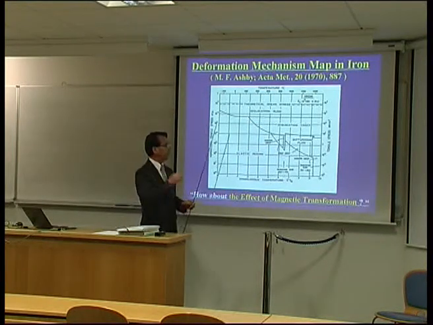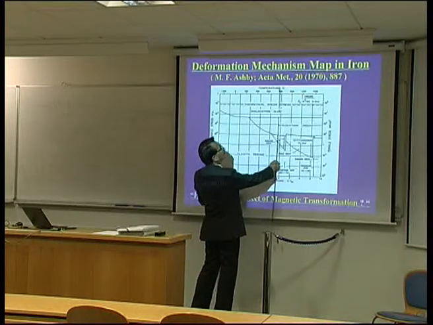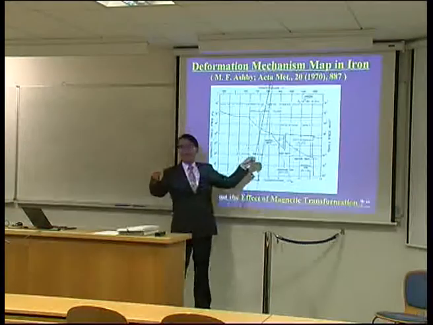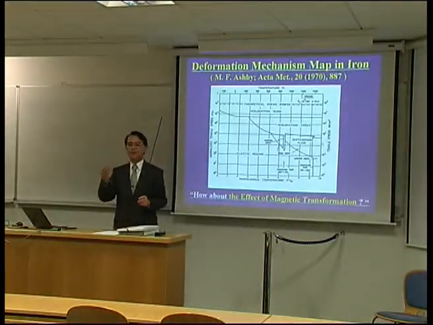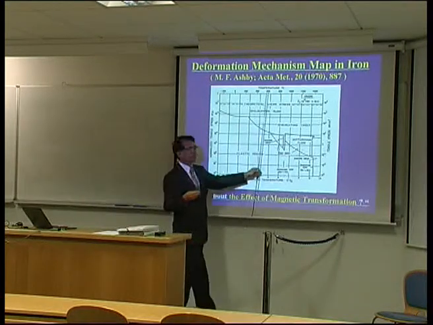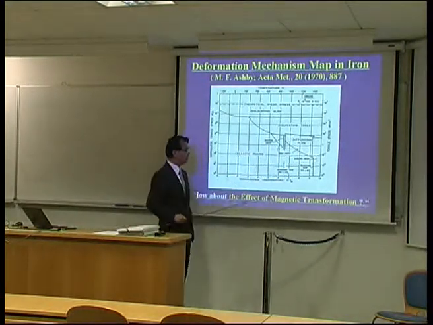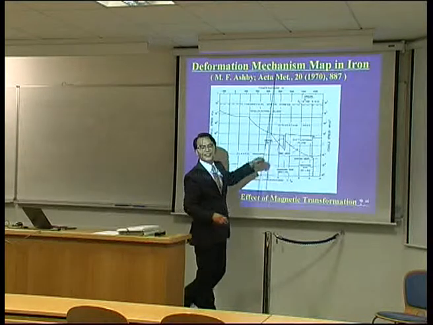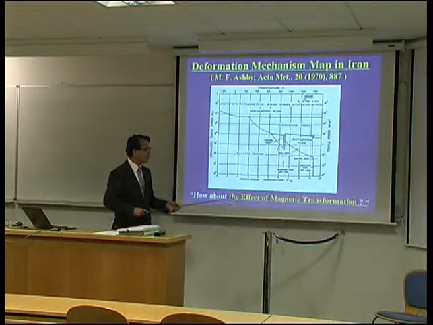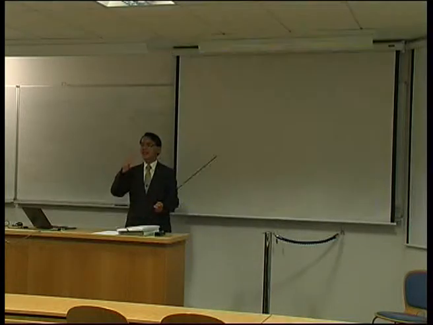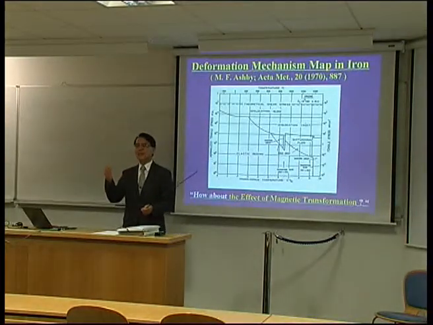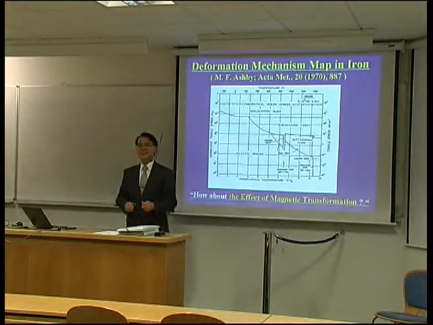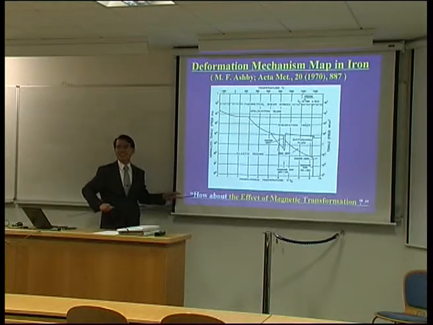But a strange thing: here, at about 770 degrees C, as you know, the magnetic phase transformation exists. But in this diagram, there is no indication of such an event. So I wonder, can magnetic transformation not affect plastic deformation in iron or other ferromagnetic material? So this is the first question today.